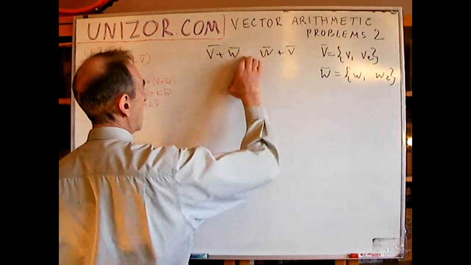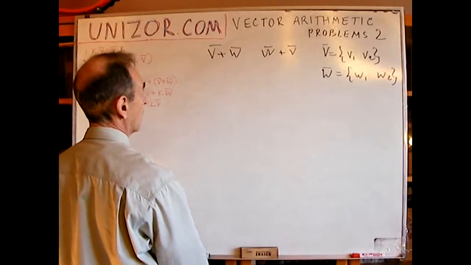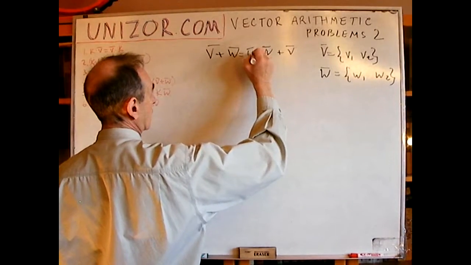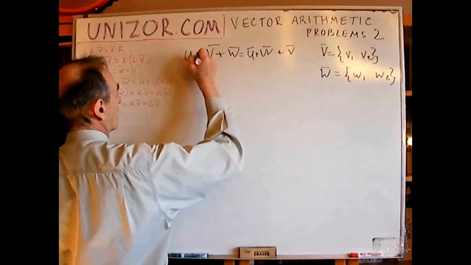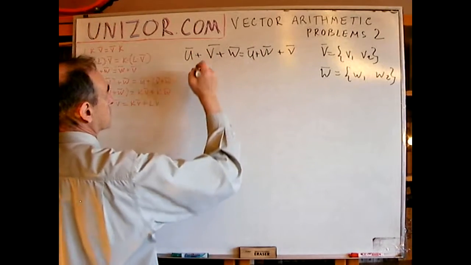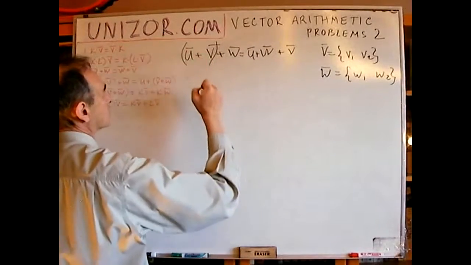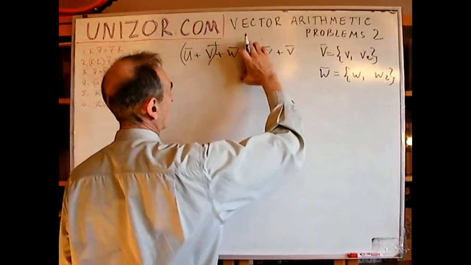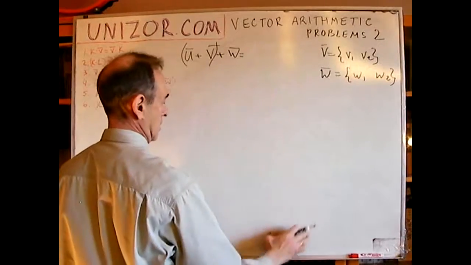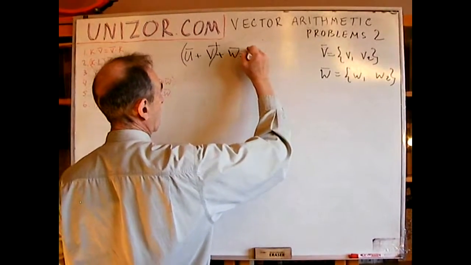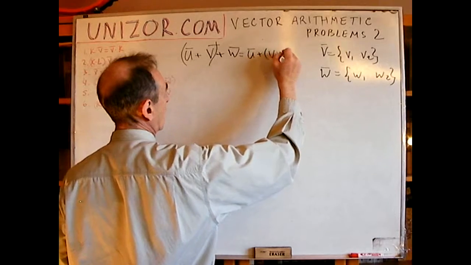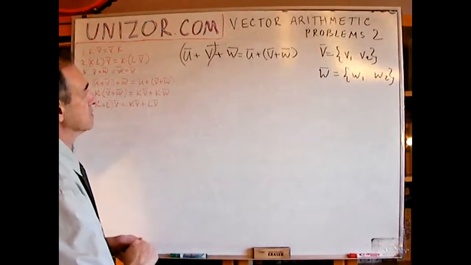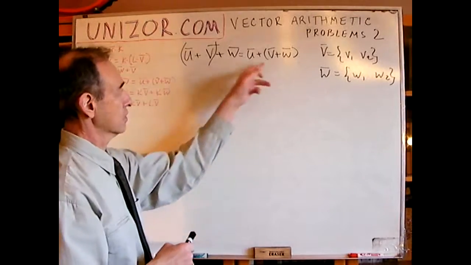Let's say we have three vectors. So first we add these two, and in this case we add these two. So this is the associative law of addition.